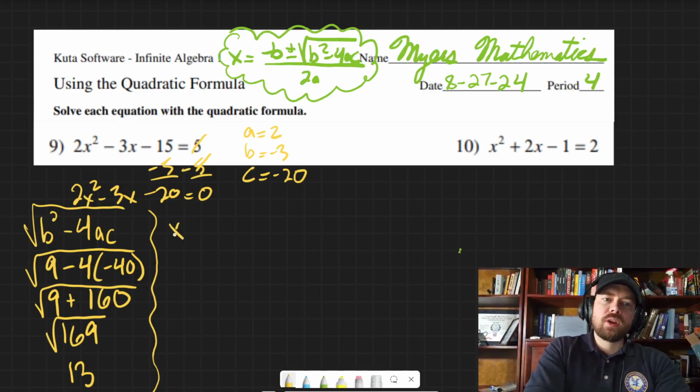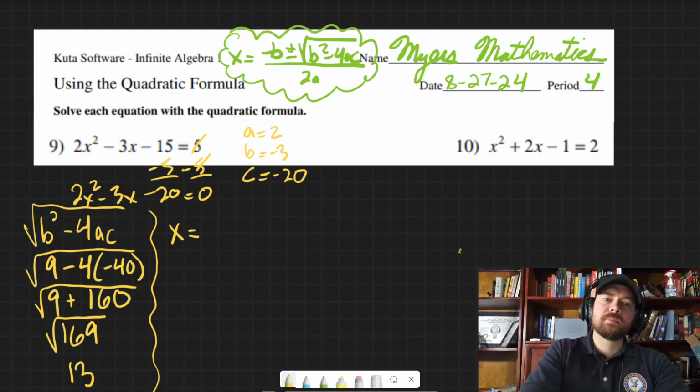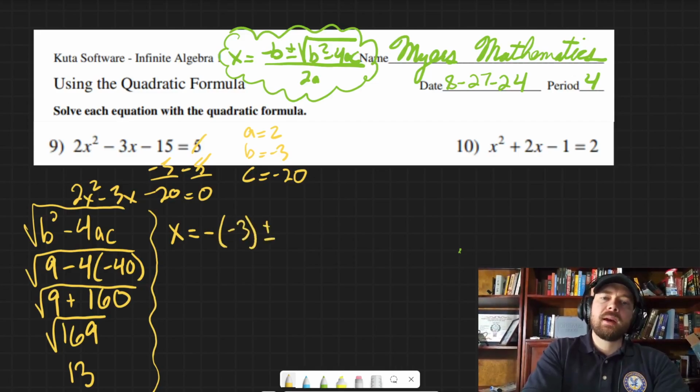But the actual quadratic formula goes x is equal to negative b plus or minus the square root of b squared minus 4ac, which we know is 13, all over 2 times a.